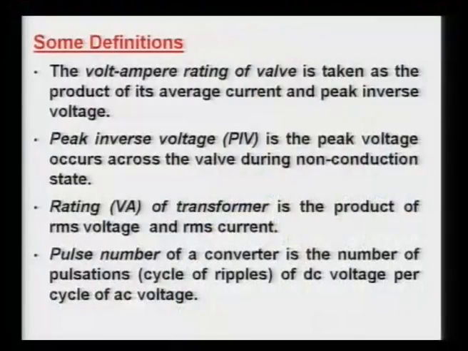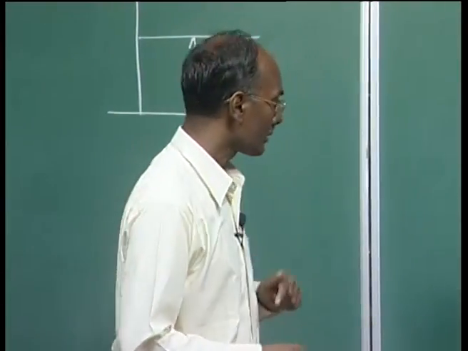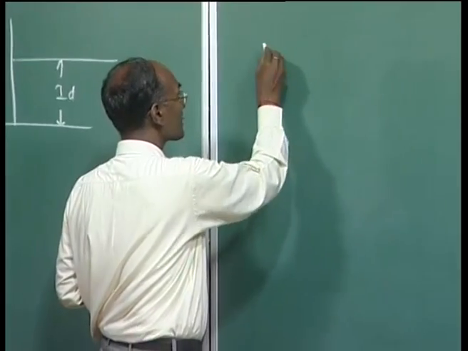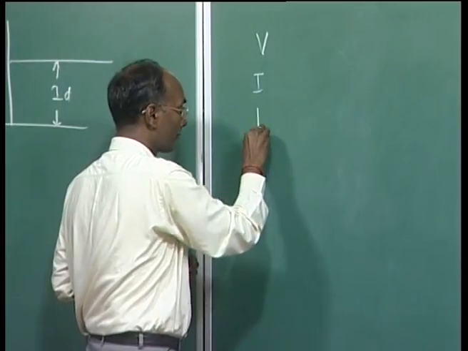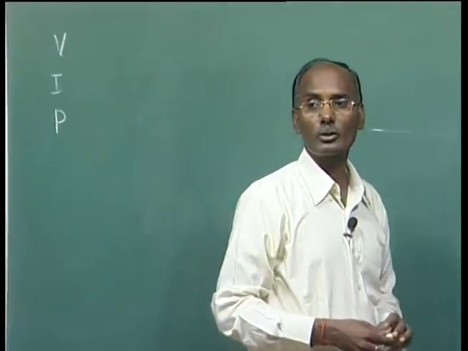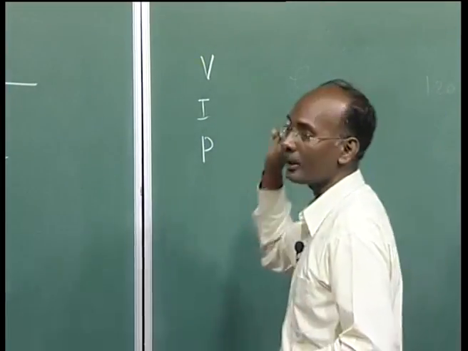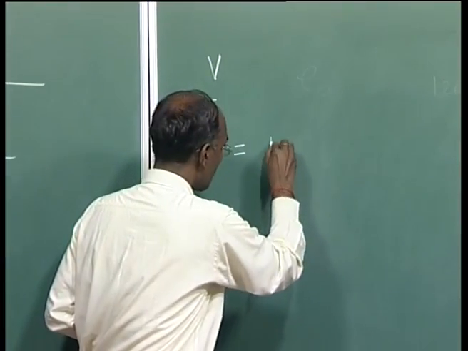Let us see some definitions which will be used in the further analysis. The first one is the rating of the valve. The valve here may be a simple thyristor, a GTO, or a combination of thyristors or GTOs. So, it is a complete valve, and normally we say that the thyristor or valve rating is its voltage, current, and power rating. The voltage rating is the peak inverse voltage appearing across the valve.